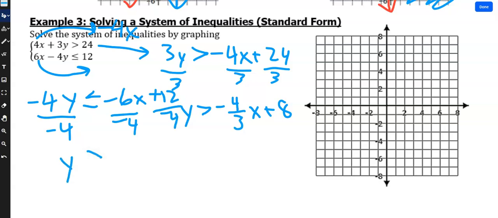So that's y, and it's going to flip the sign. You divide it by a negative number, so don't forget to flip the sign like you always do. Now 6 over 4 reduces to 3 over 2, and 12 divided by negative 4 is negative 3.